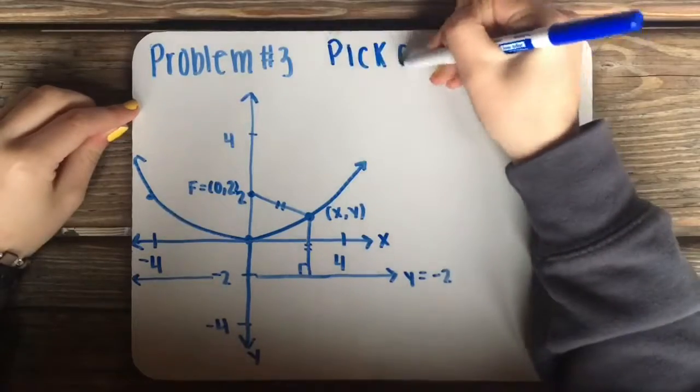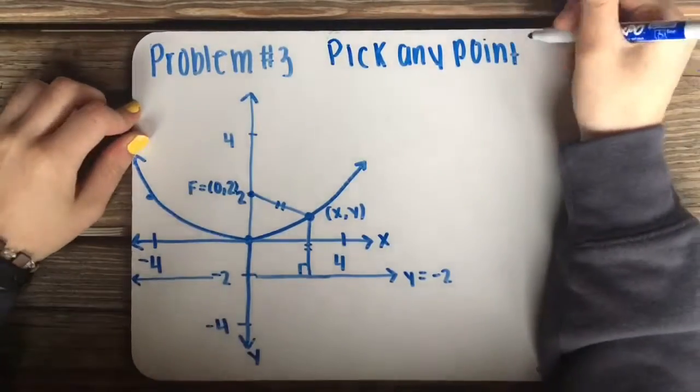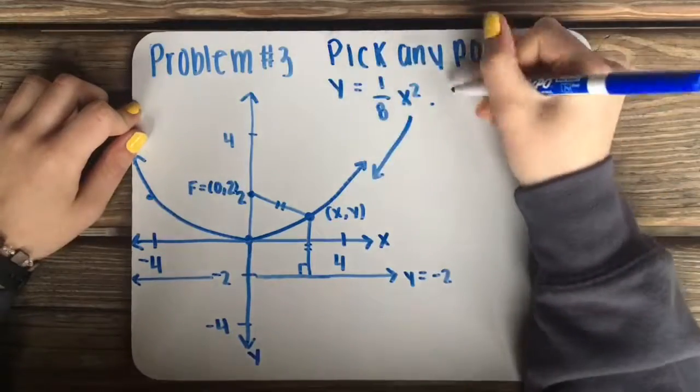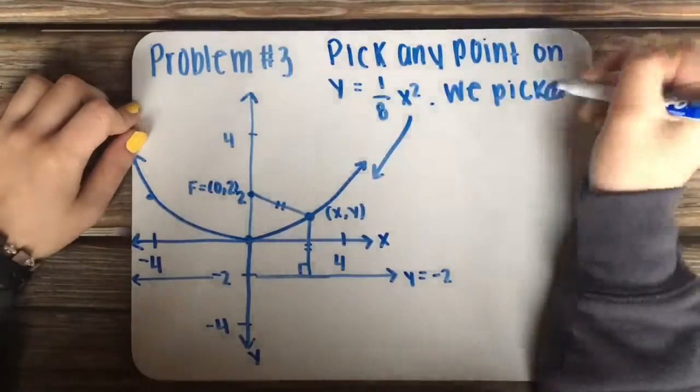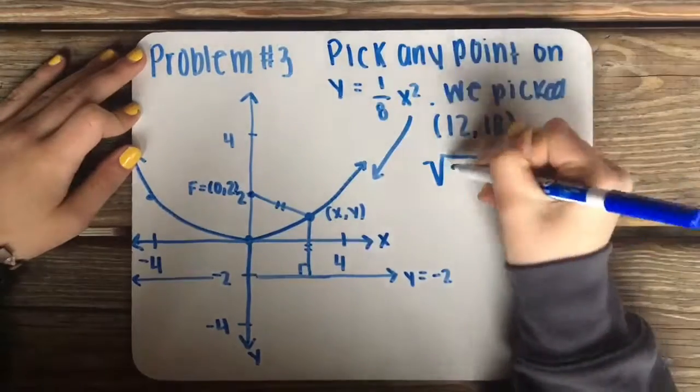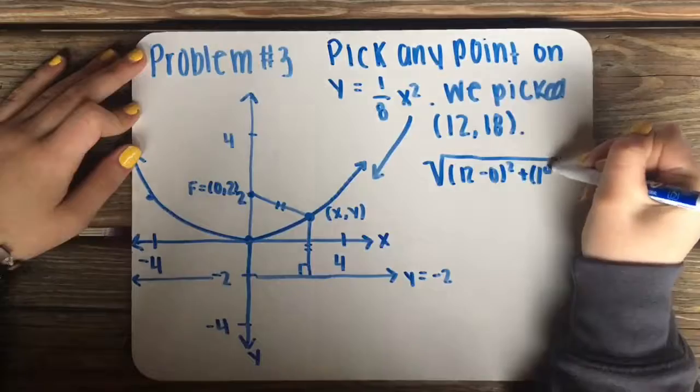Now for problem number 3, using the equation we just found, y is equal to 1/8 x squared, we're going to pick a point, 12, 18 on the parabola, and show that the focus 0, 2 and the directrix y equals negative 2 are equidistant.